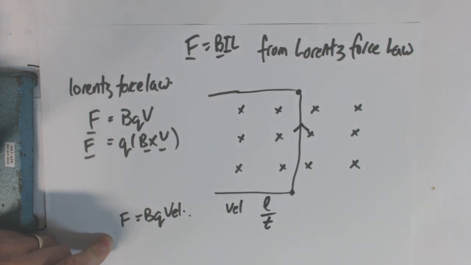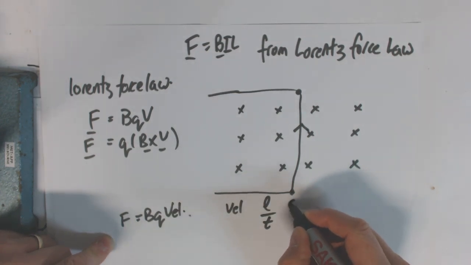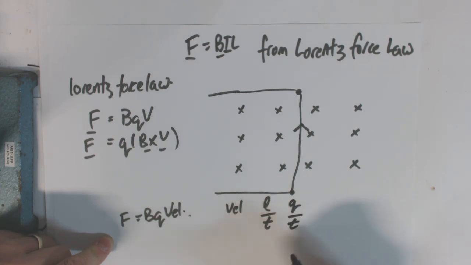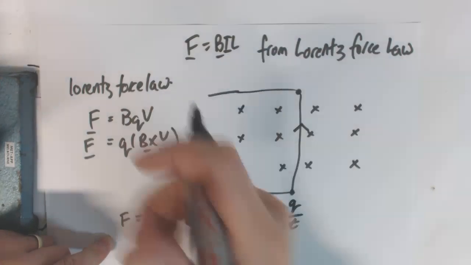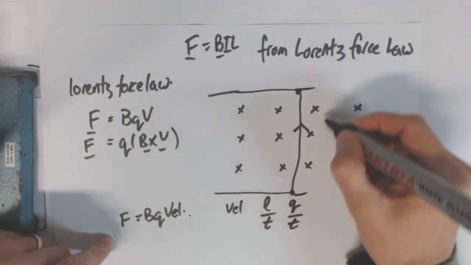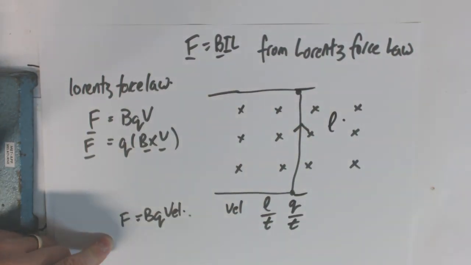And current would be charge divided by t. How much charge passes in that time? Same t, so for the length. So that whole length there is the length of the wire. Can we make substitutions there?